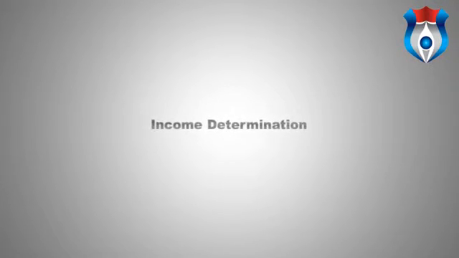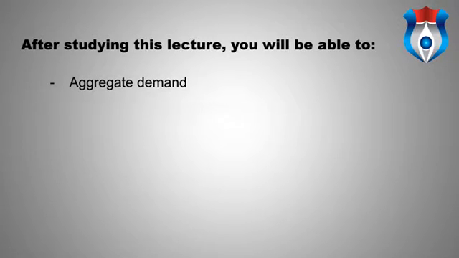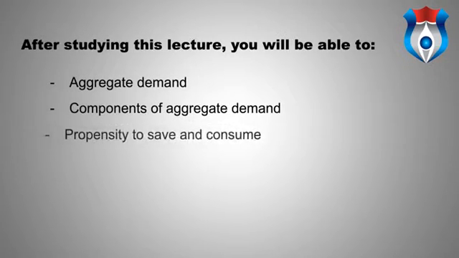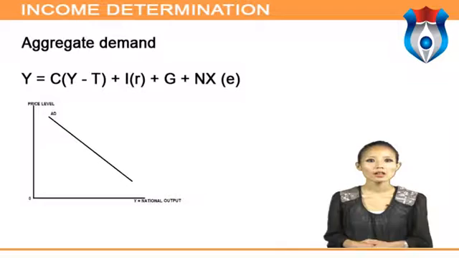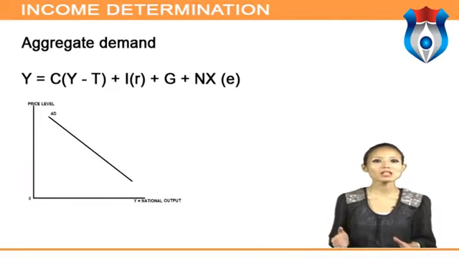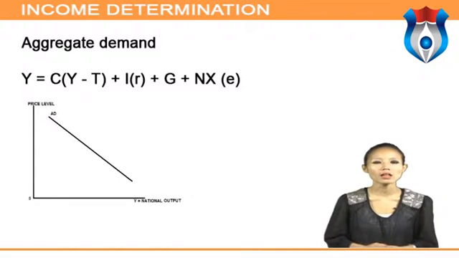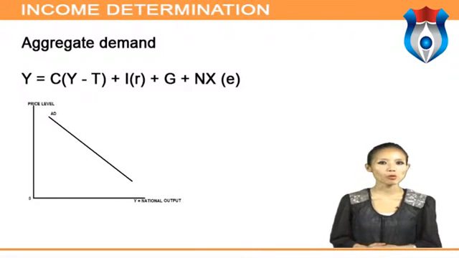Welcome to the lecture on income determination. After this lecture we will be able to learn the following objectives: aggregate demand, components of aggregate demand, propensity to save and consume, short and long run equilibrium, full employment and excess demand. Aggregate demand tells the quantity of goods and services demanded in an economy at a given price level.